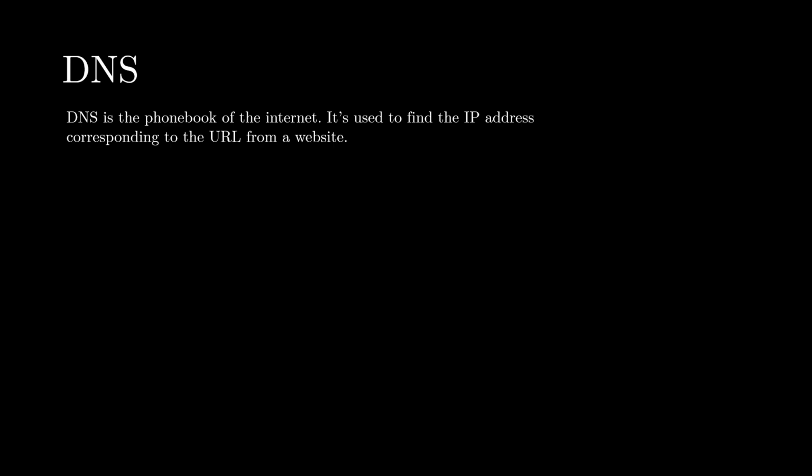Then we've got DNS. There's actually an explanation by Amazon. They made a 5-minute explanation of DNS, which was pretty good. You can watch that if you want. I'll probably leave a link in the description to it. But if you don't want to watch that, I can just summarize. Basically, DNS is the phone book of the internet. It's used to find the IP address corresponding to the URL of a website.